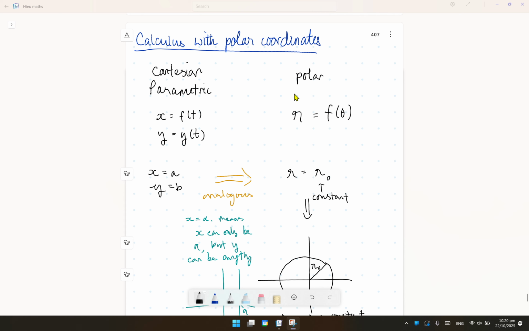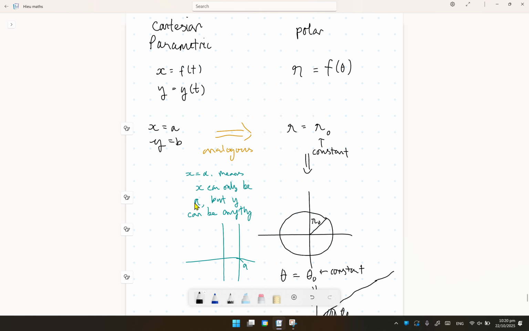So we can think of polar coordinates as just r equals f(theta). For example, if a polar equation was r equals 2 theta, then for the point theta equals pi, the r would be 2 pi. So that's the idea: just like normal equations, polar form is r equals f of theta.